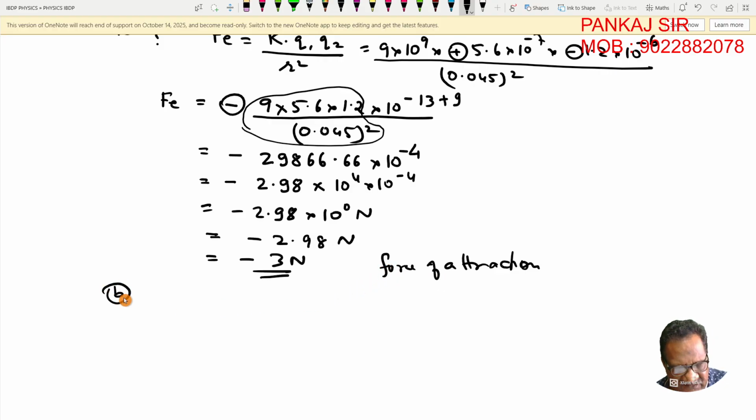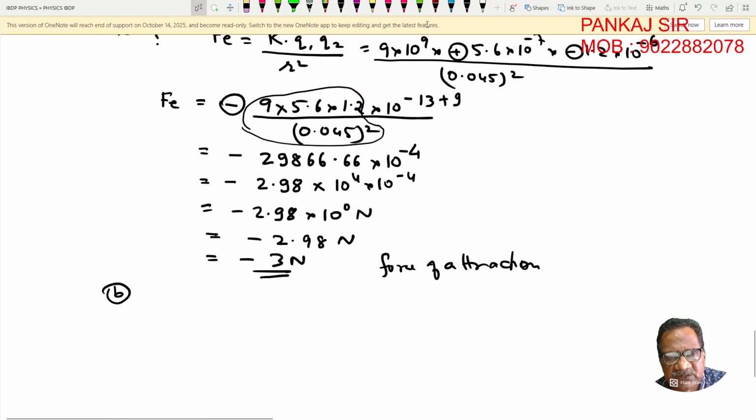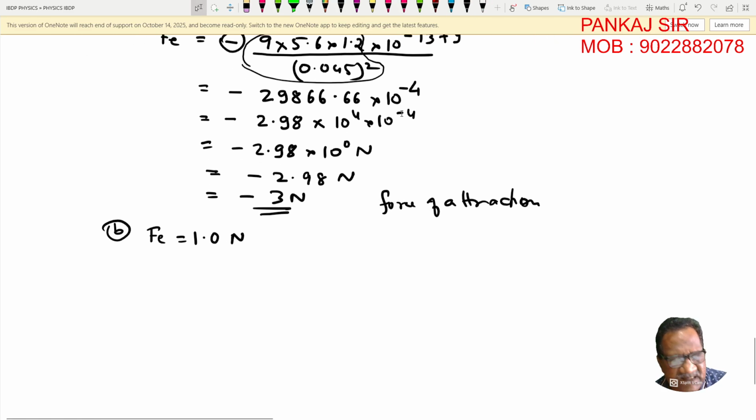B part of the question is what? Let us see. Calculate the distance between the charges at which the force is 1 Newton. So now he has given you that the force is just 1 Newton. Now if the force is 1 Newton, you have to find the corresponding distance between the charges. That is what should be R. Right. All other parameters are remaining the same.